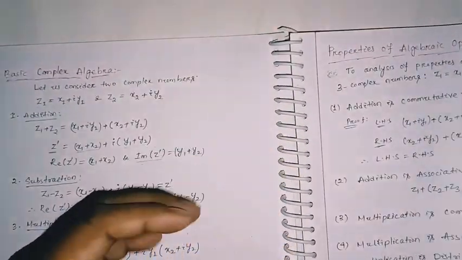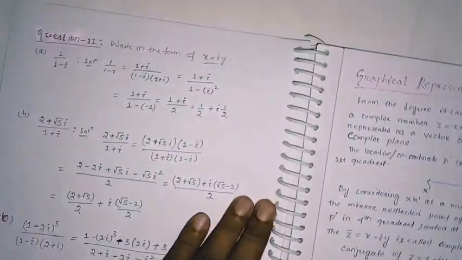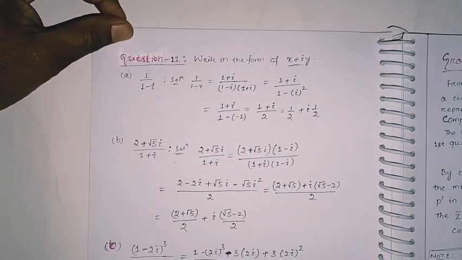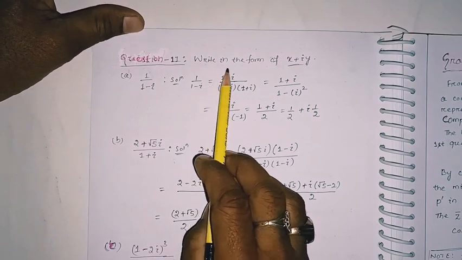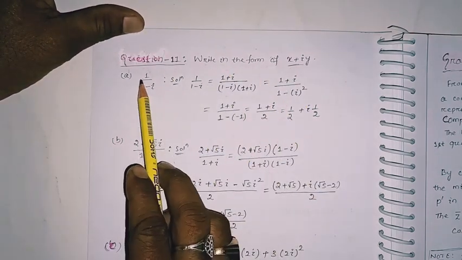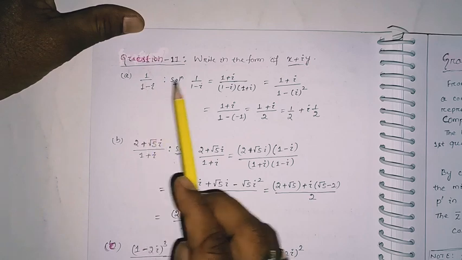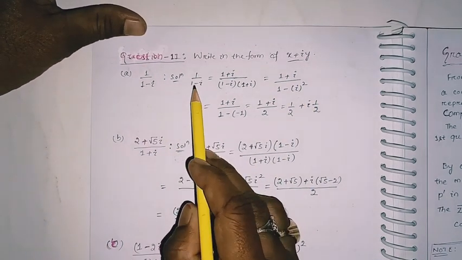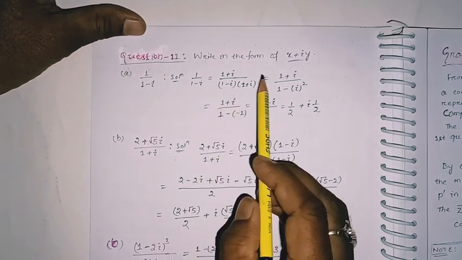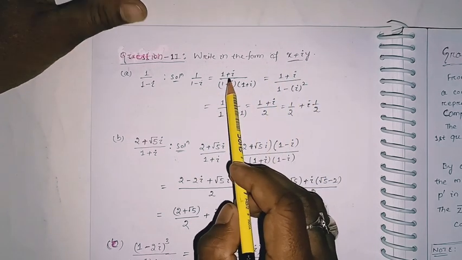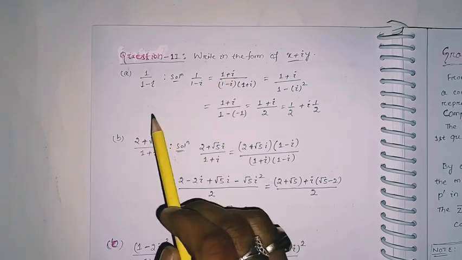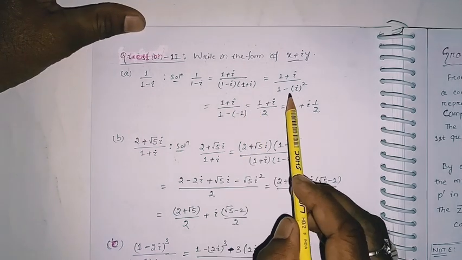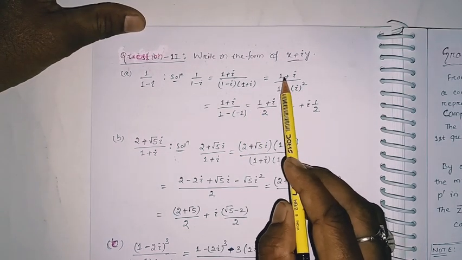Now we are going to go for some numericals. That is question number 11. Write in the form of x plus iy. Here 1 by 1 minus i is given. We have to write it in the form of x plus iy. This type of question we have already done previously. To write in the form of x plus iy, we just multiply 1 plus i in the numerator and denominator. So the denominator will be 1 minus i square, 1 plus i.